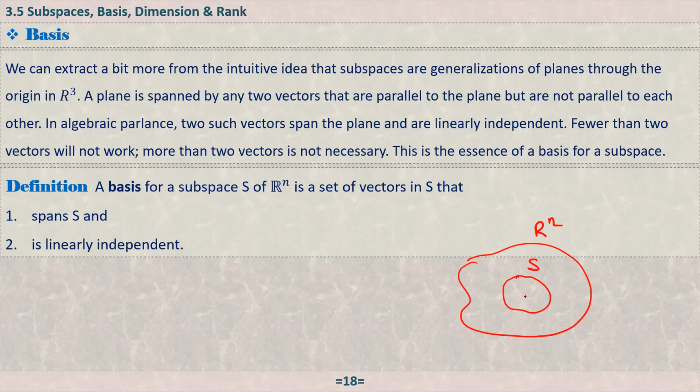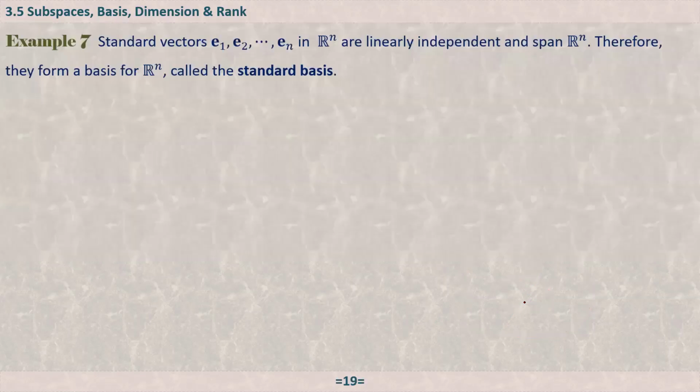If you're talking about a bunch of vectors to form a basis for S, number one, it must span S. That means that if you pick any vector from S, we should be able to write it as a linear combination of these basis vectors. And number two, these vectors must be linearly independent. If it holds these two properties, then we say that this set of vectors forms a basis for the subspace S.